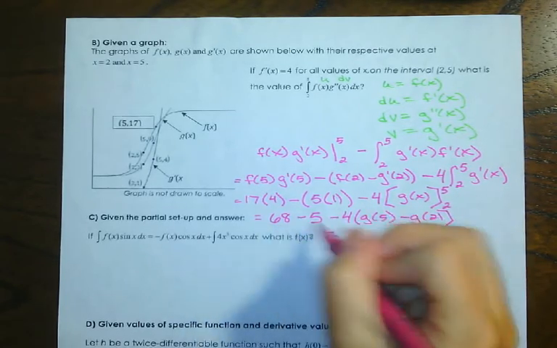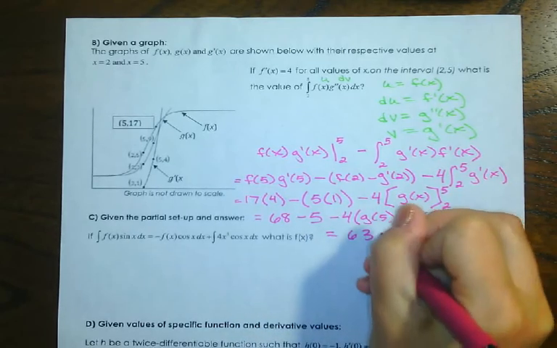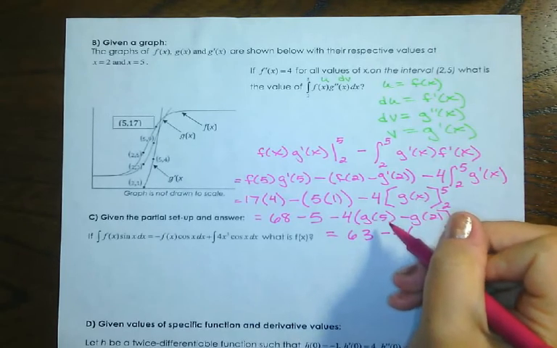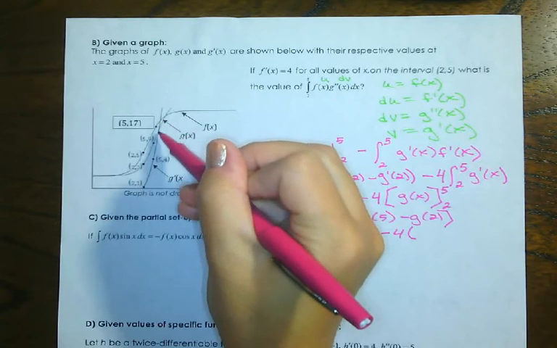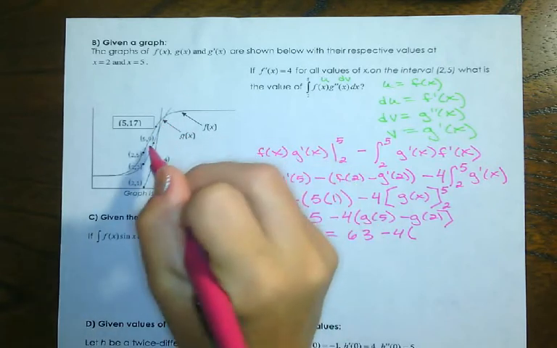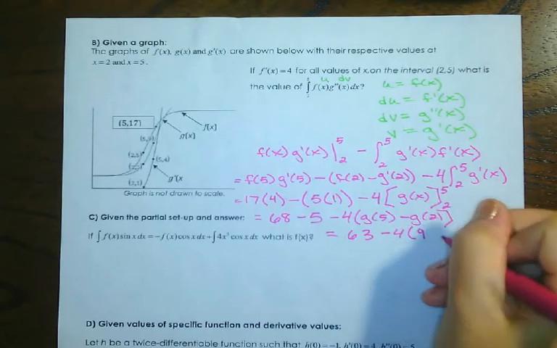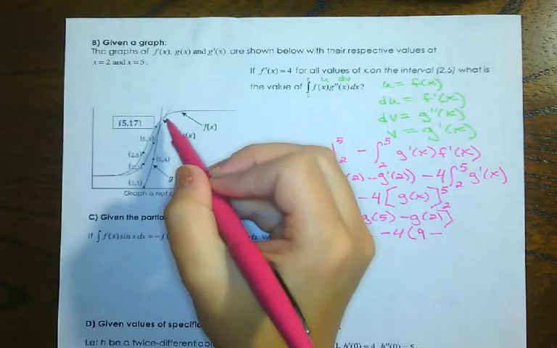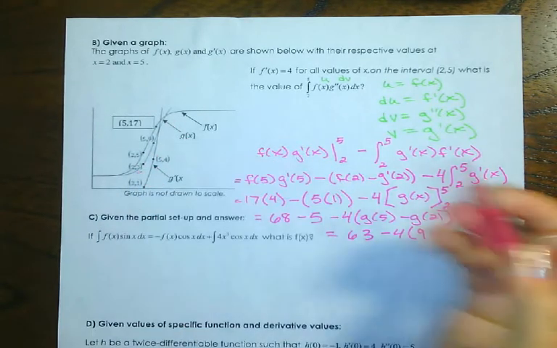All right, let's see. So that gives me 63. So I got a 63 minus, and then 4 times, let's see, g of 5 is what? So it's this curve, g of 5 is 9. That one's kind of hard to see. So that'll be 9 minus g of 2, which is 3 right there.